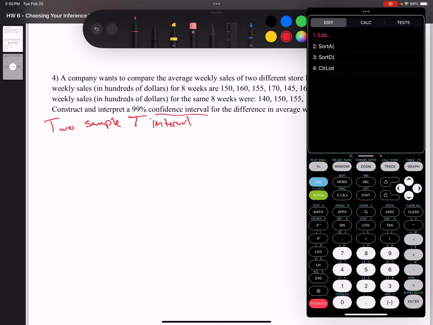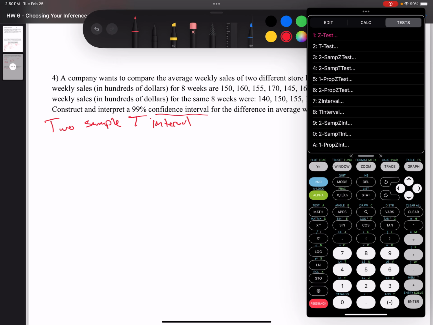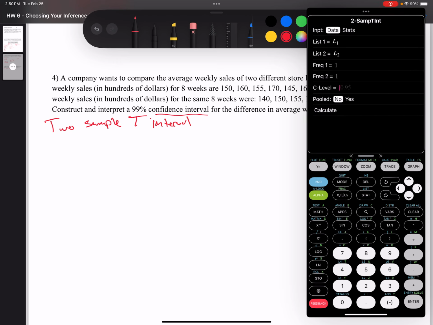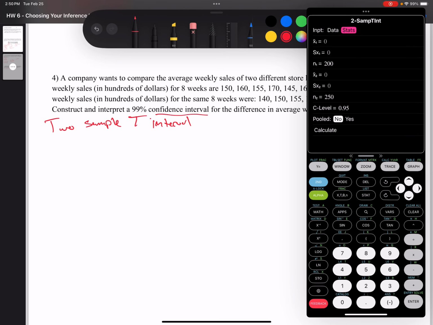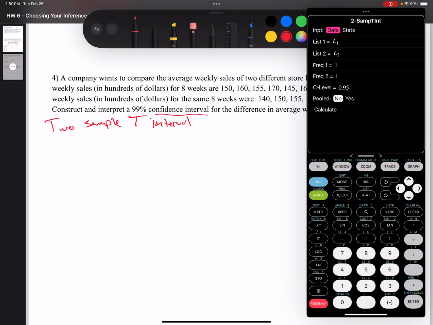So if I hit stat and then go over to tests, down here, number 0 is our 2 sample T interval. What you could do is do the one variable statistics, find all of that, and going to stats, you can input all of that if you wanted to. Or since we've got it in lists, we can use the data instead. So list 1 is L1, list 2 is L2.